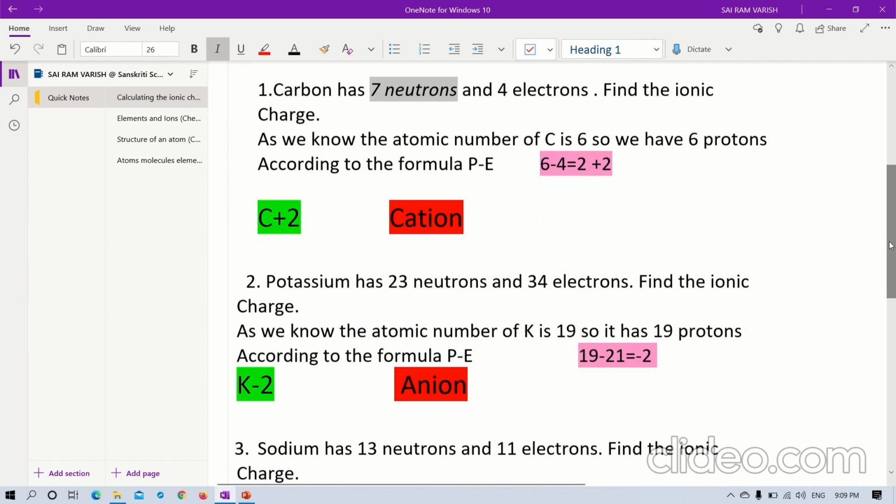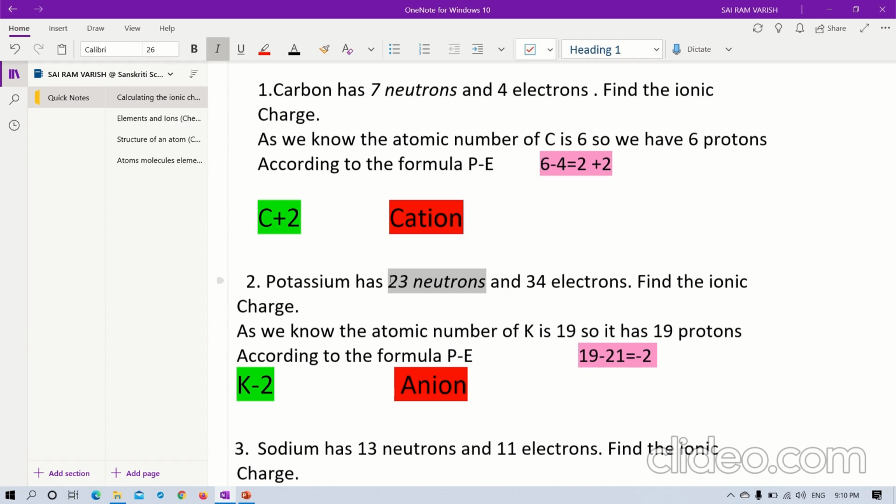Now, an isotope of potassium has 23 neutrons and 34 electrons. Find the ionic charge. From this, we know that we don't require the number of neutrons, so neutrons are waste. Now, we require the protons, and they didn't give us the protons, and we have the electrons.